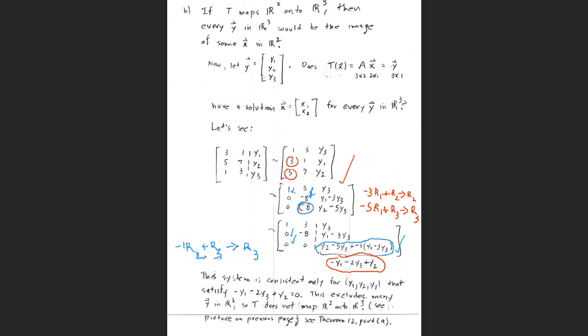So the system, it turns out, is consistent only for vectors y whose coordinates satisfy that constraint. And that excludes many vectors y in R cubed. So T does not map R squared onto R cubed. It does not.